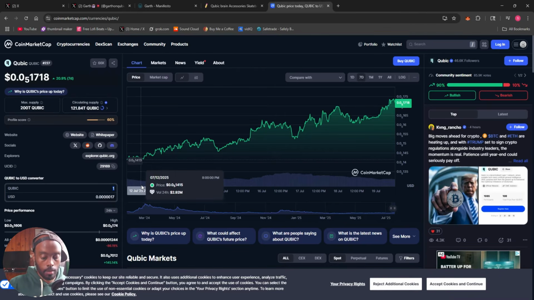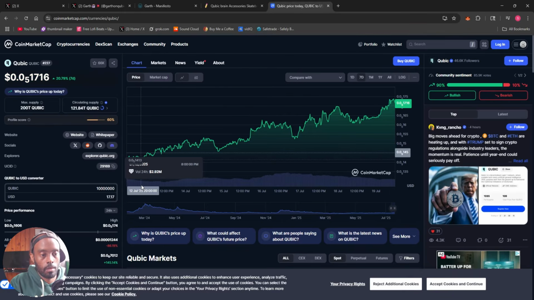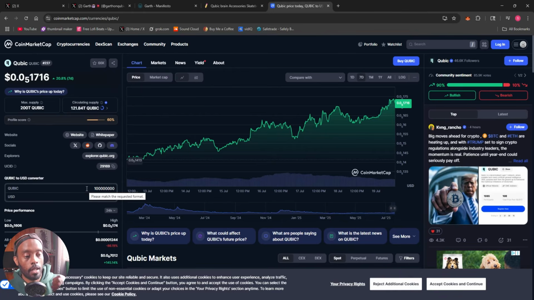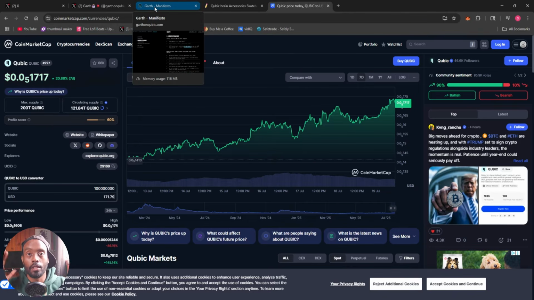So how much does 100 million Qubic cost today? So 100 million Qubic costs $171. If you're a holder, that's no problem, because you don't have to spend any money. You probably have it because you probably have 100 million Qubic. But if you're new and this looks interesting and you want to get started on it, I would start sooner rather than later. But that's not financial advice.